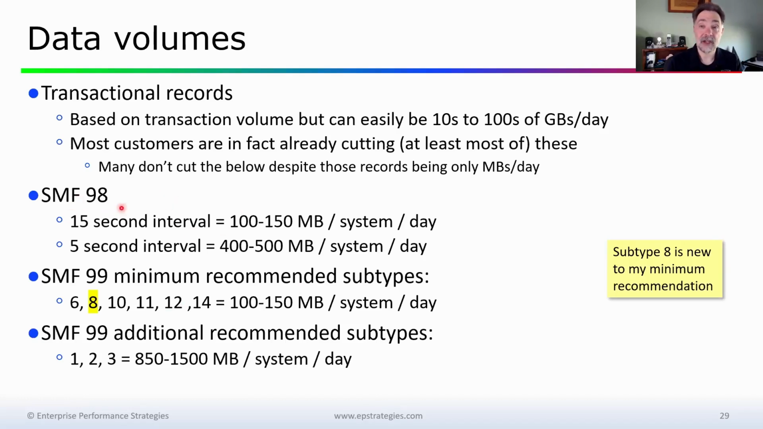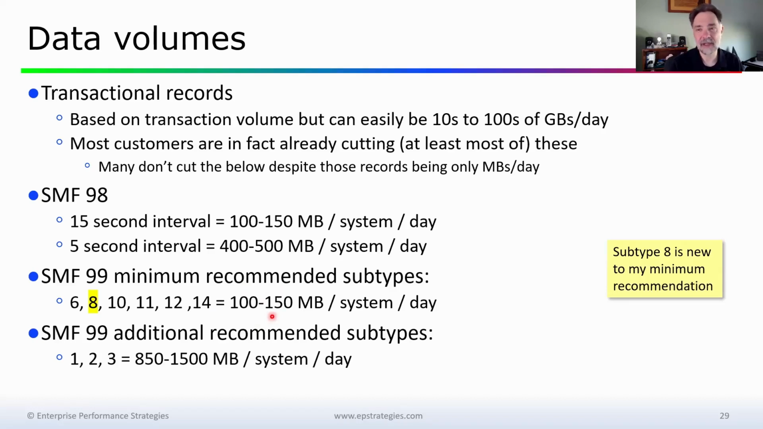But if you're cutting 98s for a 5-second interval, you're probably talking 400 to 500 megabytes per system per day. So megabytes, half a gigabyte. For the 99s, today my minimum recommended subtypes are the 6, 8, 10, 11, 12, and 14, and you should never see a 10, because those only come out if there's been a hardware failure. So these will total to about 100 to 150 megabytes per system per day.